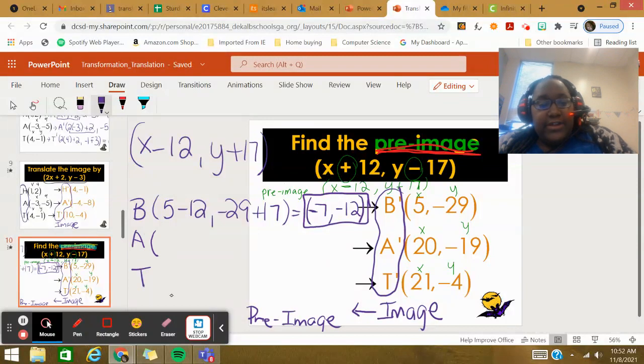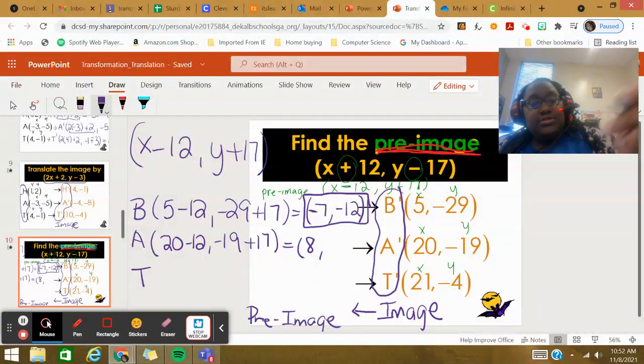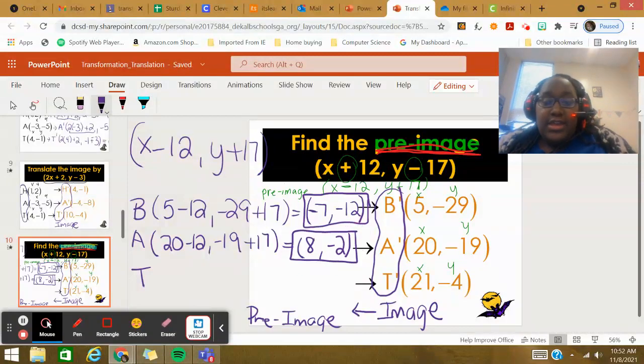So my X in this case for A is 20. I'm going to do 20 minus 12. And then my Y is negative 19. Negative 19 plus 17. Okay. Again, in my calculator, I'm doing 20 minus 12, which will give me a positive 8. And then I'm going to do a negative 19 plus 17 in the calculator, which should give me a negative 2. Okay, so now I have A.